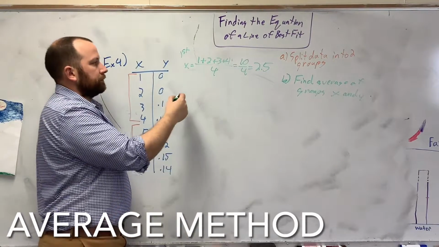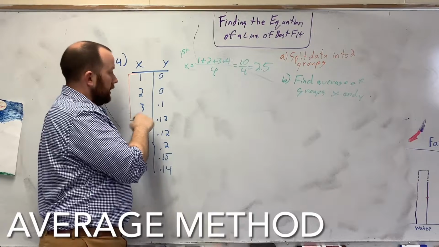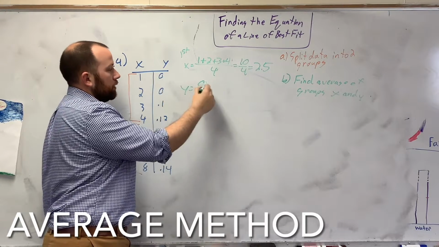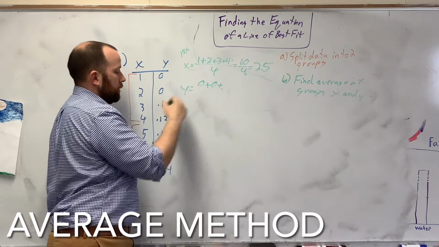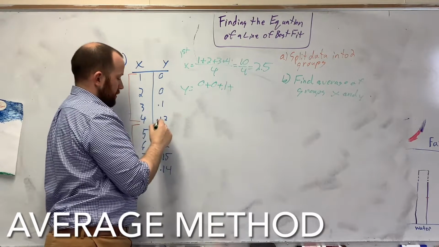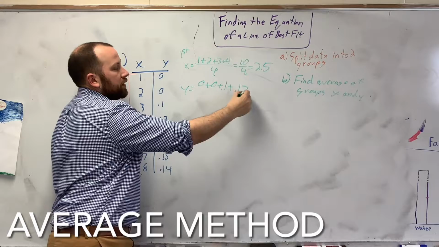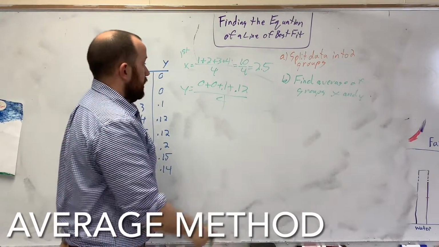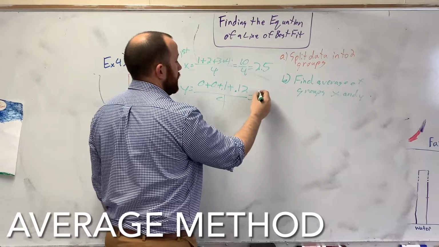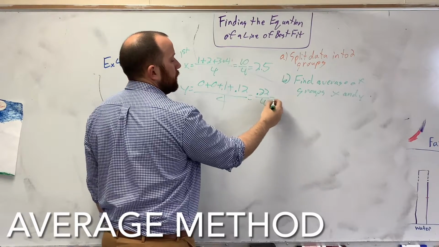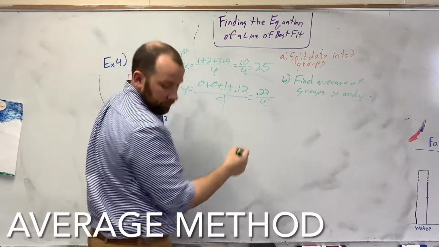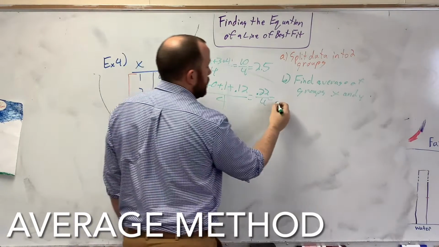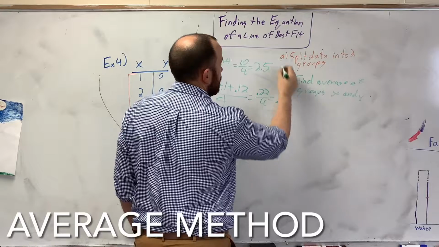Alright. Now I'm going to find the average of the Y points. So 0 plus 0 plus 0.1 plus 0.12, all over 4, because that's how you find the average. You get 0.22 over 4, which is 0.055.